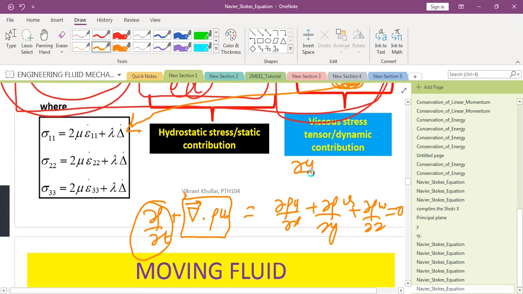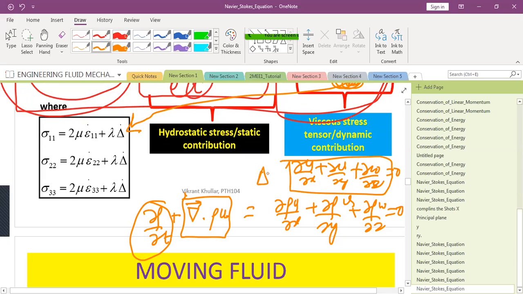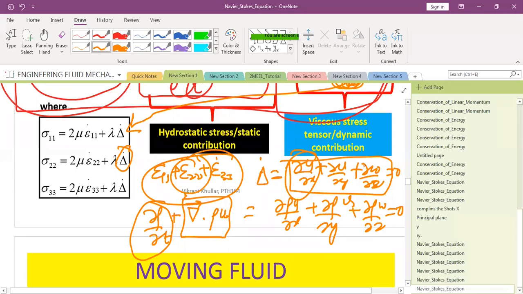That is equal to 0, and you know that rho is a constant, so what is del rho by del t? It is 0. And what is this actually? Delta dot. That is the volumetric strain rate, that is E11 dot plus E22 dot plus E33 dot. And E11 dot is this term, E22 dot is this term, and E33 dot is this term. Is that clear now?